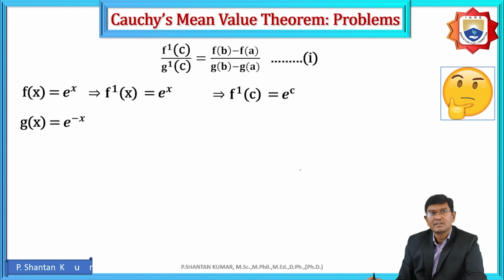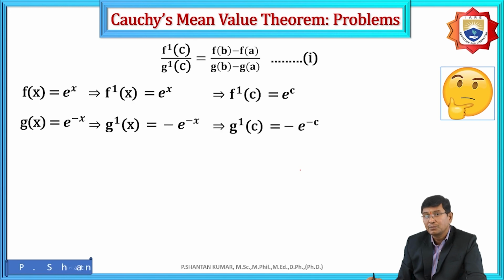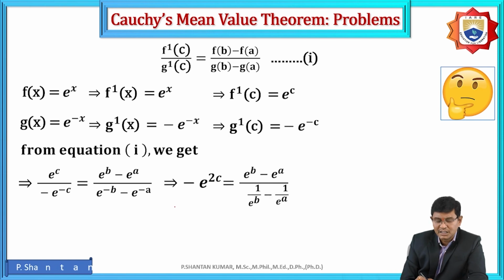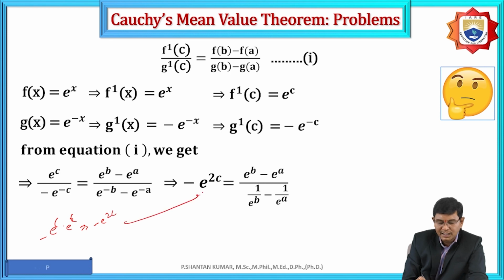And for the second one, g dash of x is minus e power minus x, and it is minus e power minus c. And with the help of this, including f of b minus f of a by g of b minus g of a, while we replace here, we need to understand here e power c into e power c comes to the numerator, that is e power 2c is the value, let's say.